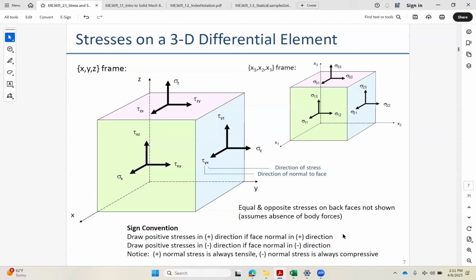Same story with the shears. If we get a sign as indicated, it's going to be in the direction of the second letter. And if we get a negative value for tau xy, then we know it's going to the left instead of to the right on that front face there. So here are our positions for the stresses. And then on the backward faces, we get the same kind of deal, but it's going to be in the opposite direction.